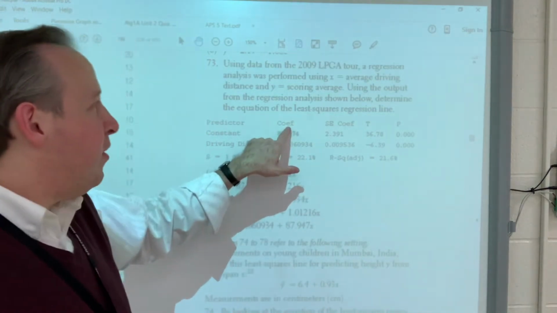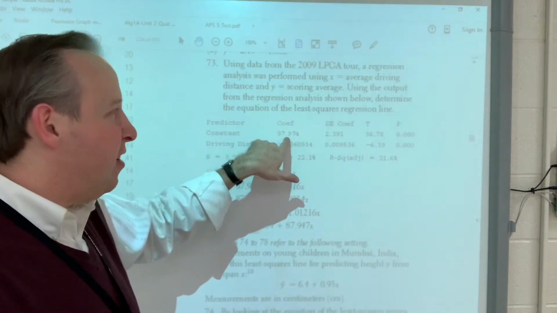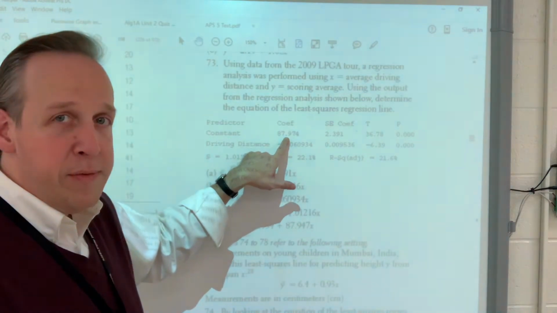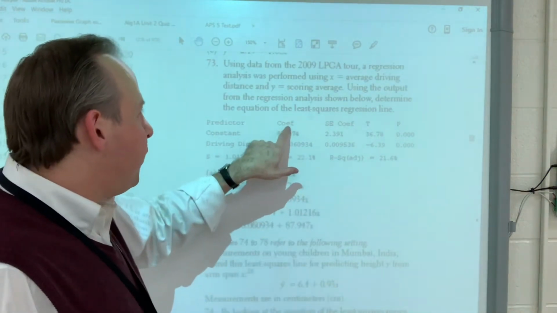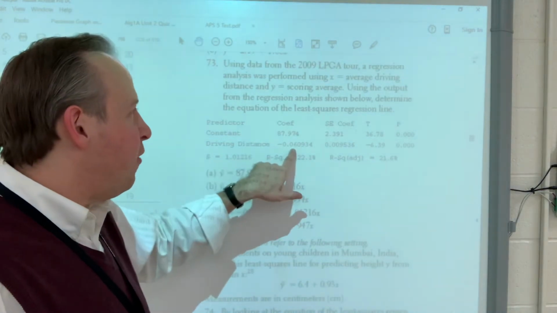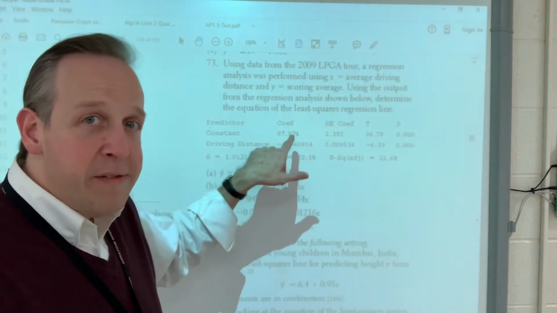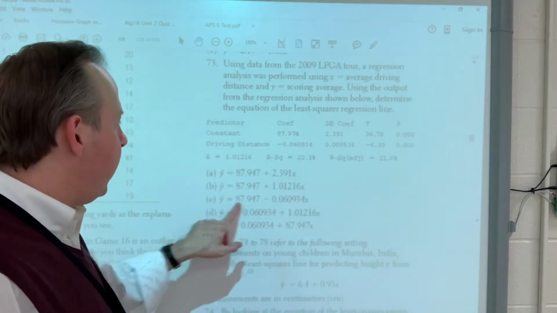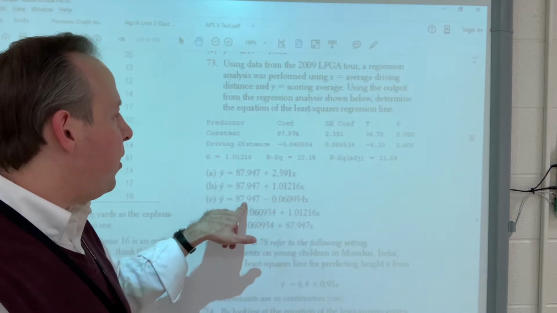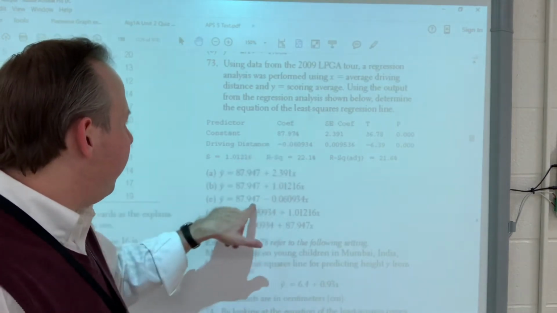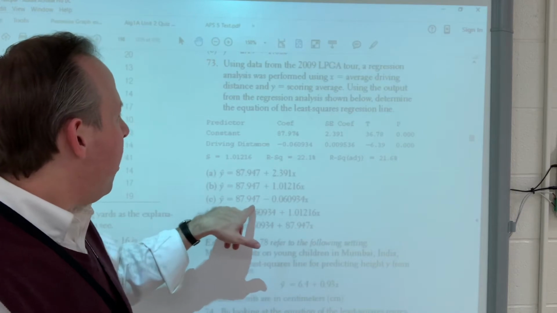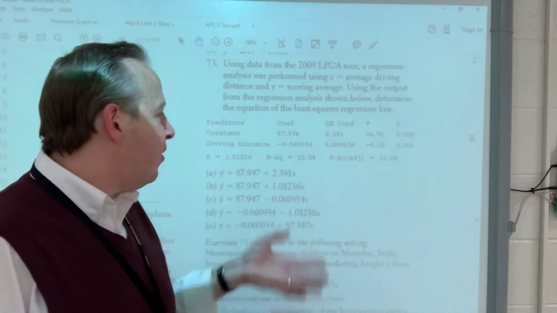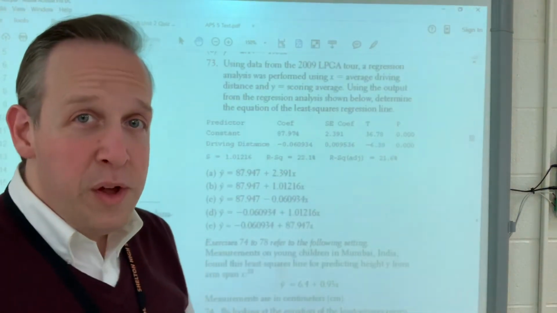The coefficient of the constant is the constant. So the A value in the LSRL is 87.974. The coefficient of the variable driving distance is negative 0.060934. That's the B value in the LSRL. So, quick answer to the question, C, Y hat equals 87.974, minus, because it's negative, 0.060934x. That's the answer to the question. The typo in the book should have been 974.